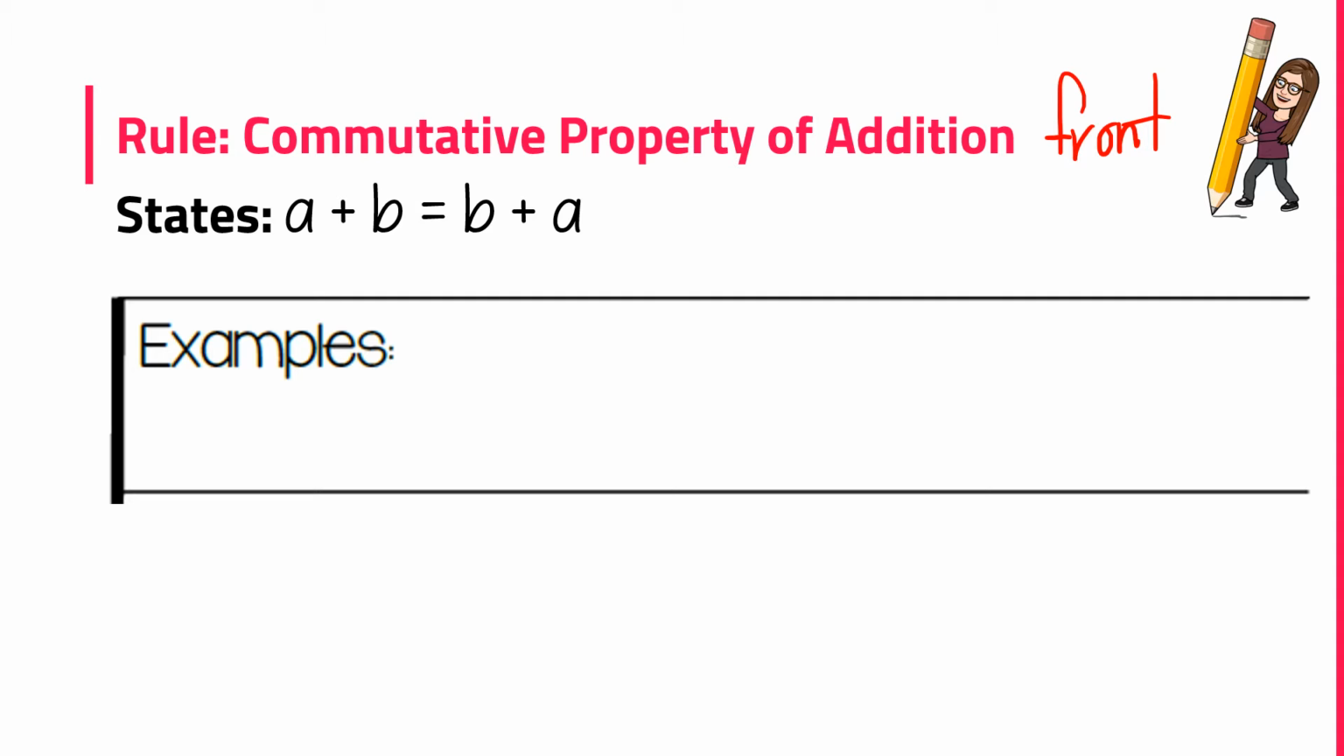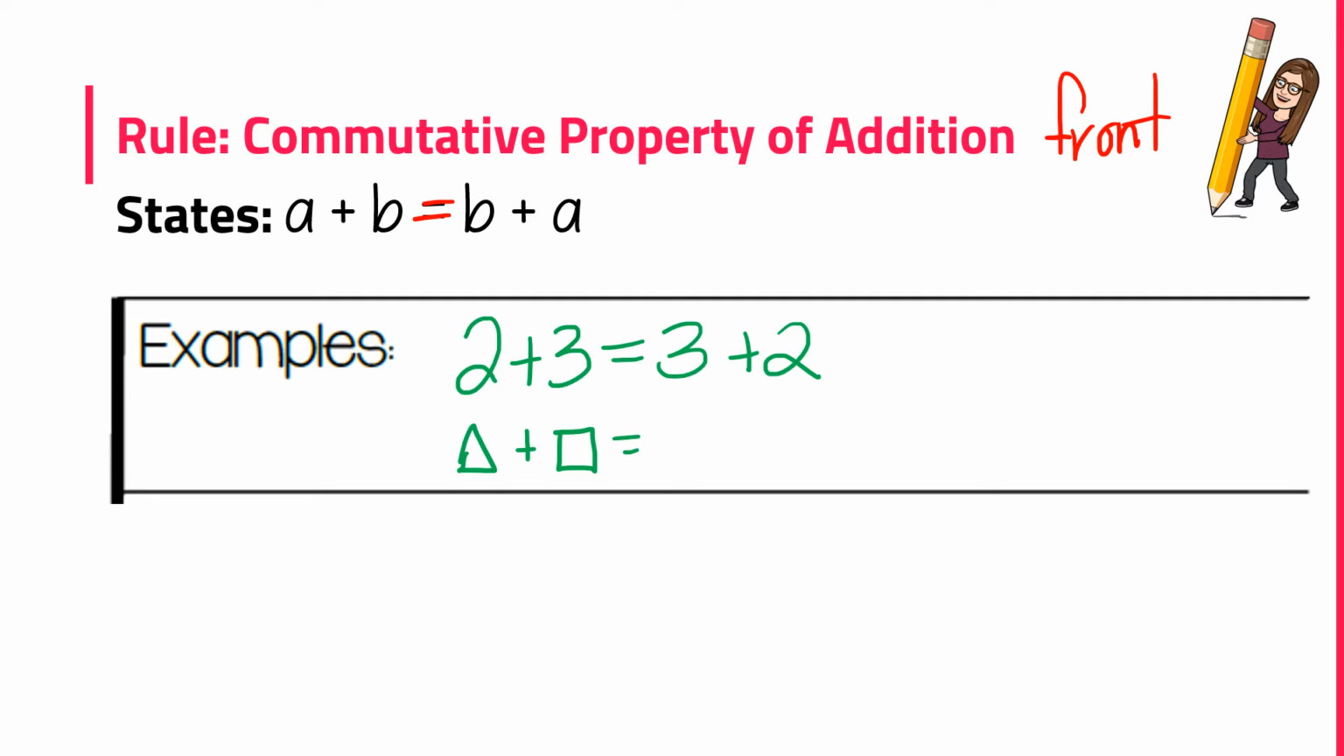And what the commutative property of addition states is that A plus B is equal to, or the same as, B plus A. So an example we could fill in is if I told you 2 plus 3, you could have responded and said that's the same as 3 plus 2. Addition can be flipped and we still arrive at the same answer. Now it can be letters, it can be numbers, it could even be symbols. I could say triangle plus square is the same as square plus triangle.